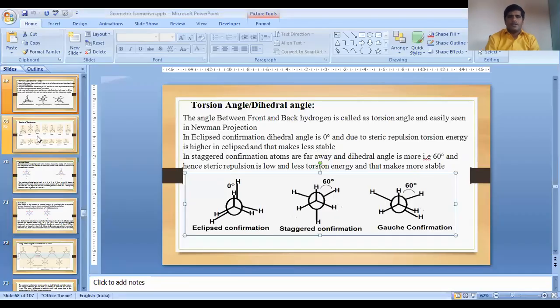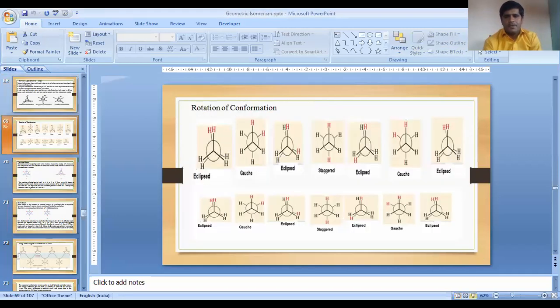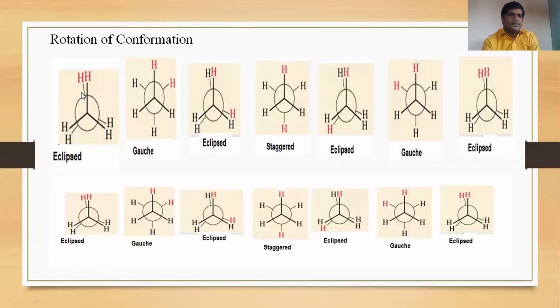Okay, good. Then we'll discuss rotation about that. We studied the eclipse conformation and staggered conformation first. Just see the eclipse conformation, these hydrogens are closer together. If this backward hydrogen comes to this, that shows the gauche conformation. Just see the 60 angle between these. Then again this hydrogen goes to this location, and this hydrogen goes to this location, and this hydrogen goes to this location, which forms the eclipse conformation. Then again this hydrogen comes to this location.